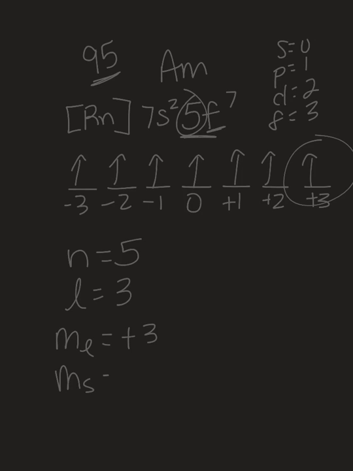And then the MS, I have another up arrow. There will be down arrows. These examples just happen to all be +1/2. So that's kind of it. That's how you focus on how to do these different quantum numbers for the elements.